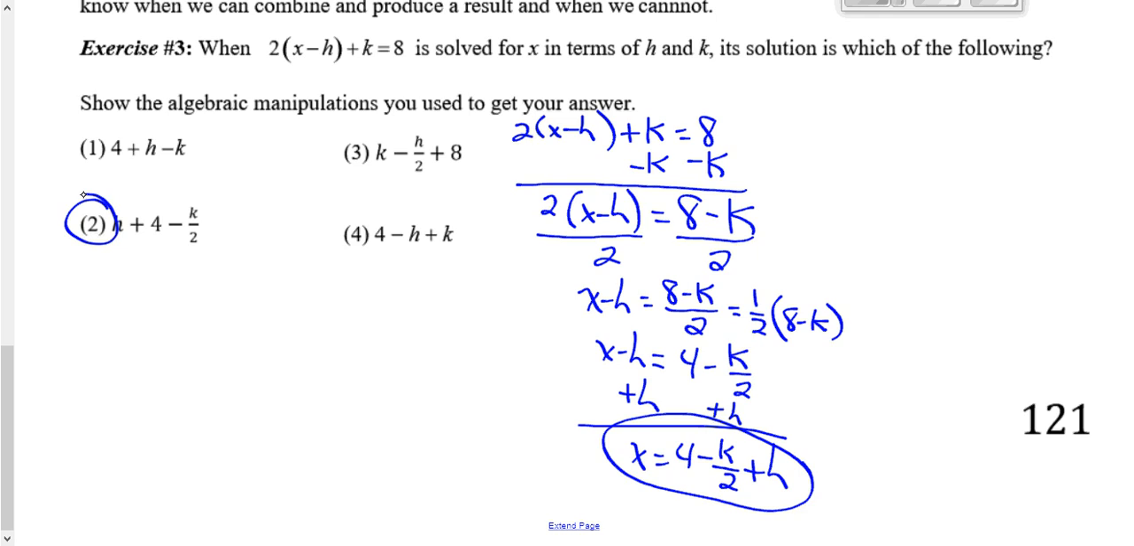Okay? No, I'm lost. Well, where did I lose you? I wrote down the equation, and then I did what we always do. I just subtracted k from both sides here. I just have to write it as 8 minus k, because I don't know what number k is yet. So just leave it in there as a k. And then I do what I always do, divide both sides by 2, right?